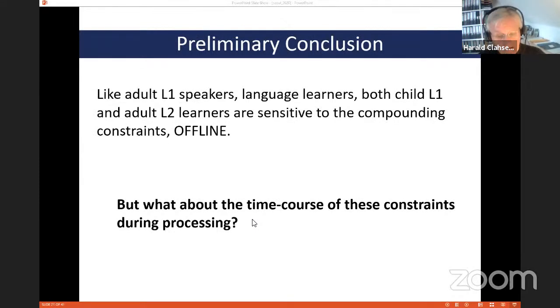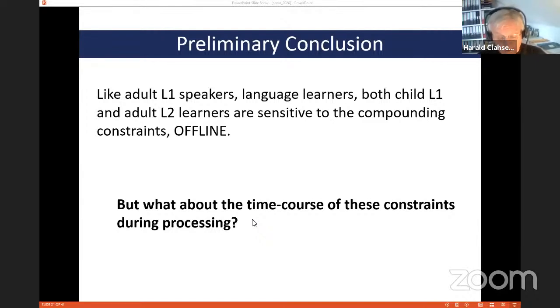So what we have seen is that these people that we investigated, children and adults, and also L2 learners, are sensitive to the compounding constraints offline. In addition, the results show that ratings of acceptability were not accounted for by superficial phonological properties of the non-heads. So this is in contrast to what Ramsky and Dye said. In other words, it was the morphological constraints related to regularity of inflection that accounted for the results and not some kind of phonological property.